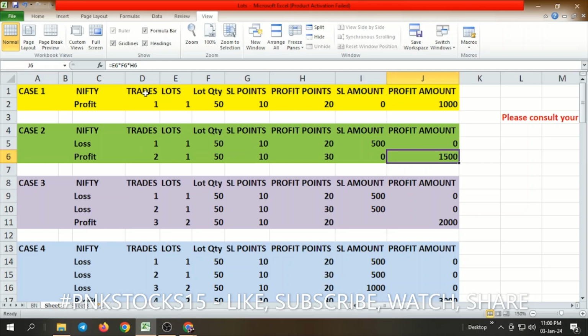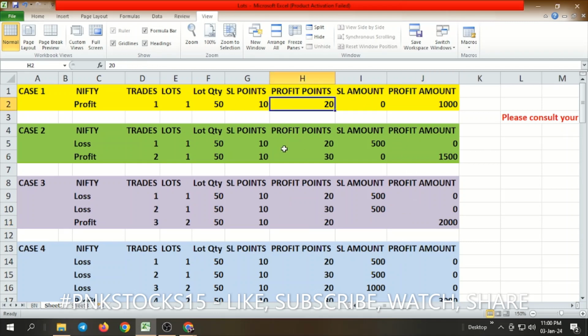When you fail the first trade, then you need to come to the second trade. What happens if you lost the first trade, and you lost the second trade, then the third trade? You lost the first trade, 500 rupees loss, second trade 500 rupees loss, third trade: you are working with two lots, same 10 points SL, 20 points profit. With two lots, if you are successful, you are getting 1000 rupees. And you lost the first two trades, 500, 500. If you minus that from the three trades, you are earning 1000 rupees.